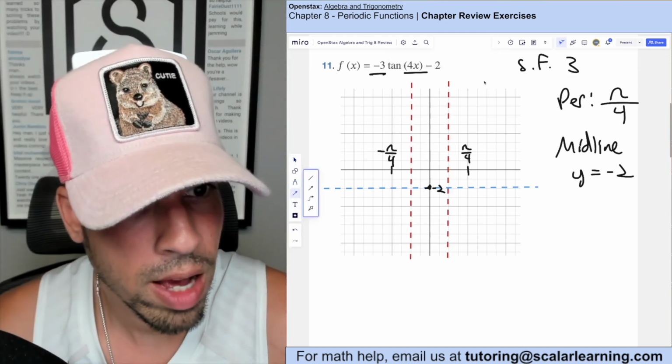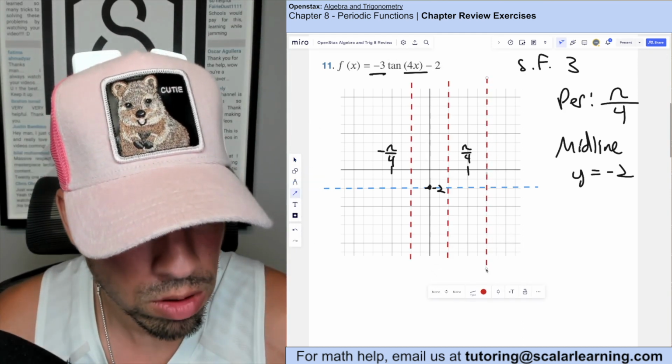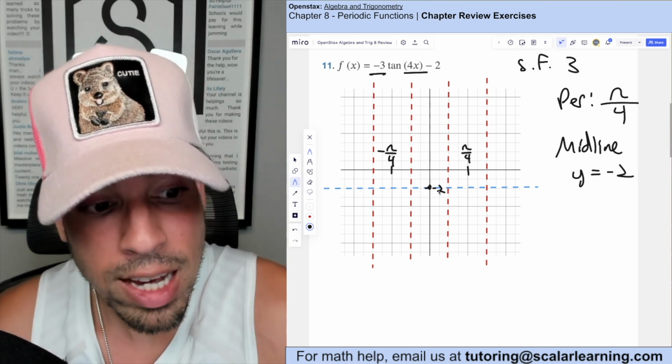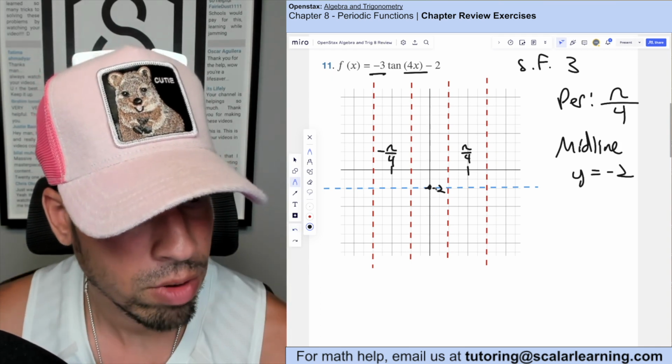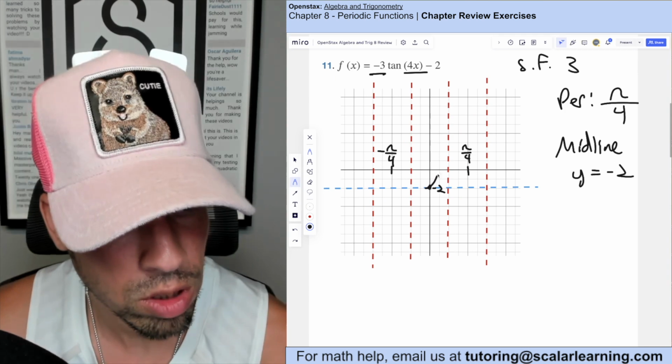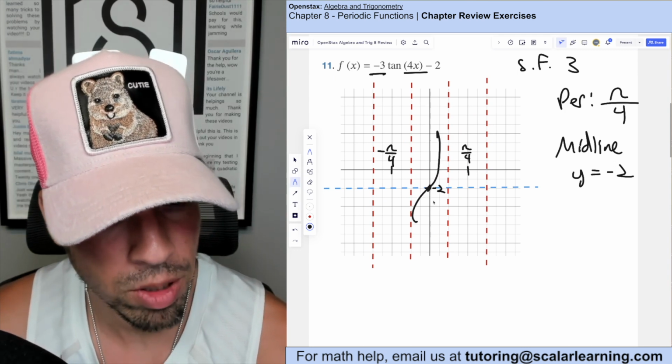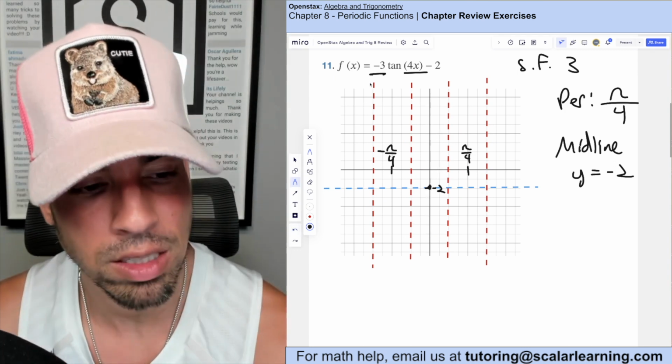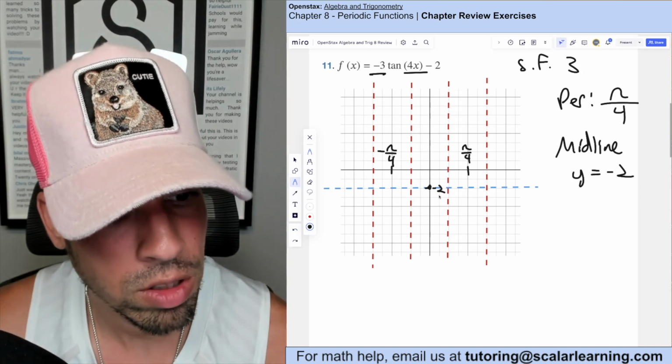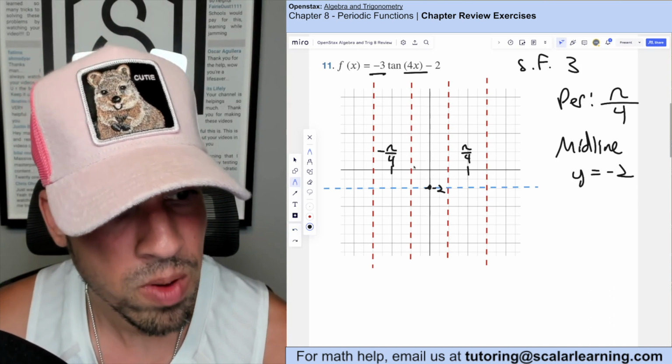And then these vertical asymptotes will continue every pi fourths. Now we have all the information we need. Last but not least, now we can talk about that negative, right? So typically tangent goes up and down like that, up to the right, down to the left. But because of the negative, it's flipped, okay? So now it's going to go down to the right, up to the left.